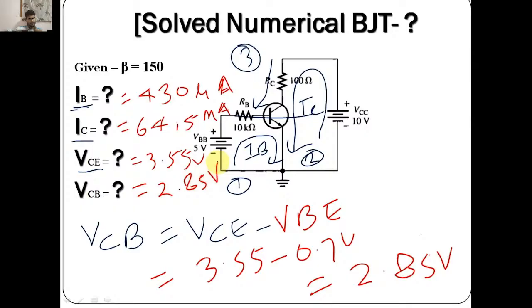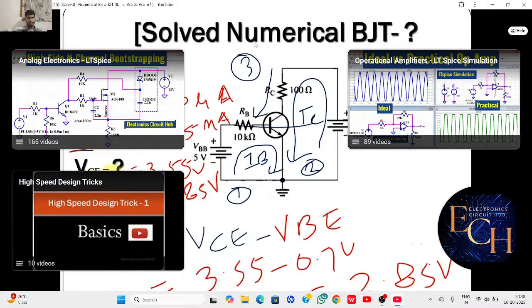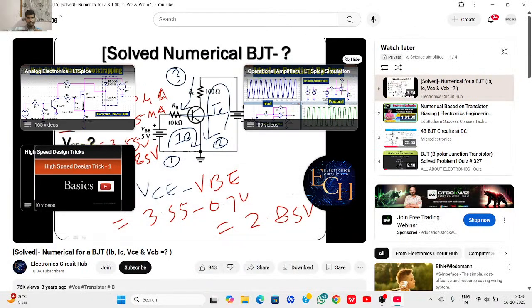Okay, so hope you understood how to calculate the value of IB, how to calculate the value of IC, how to calculate the value of VCC, and how to calculate the value of VCB. Okay, if you have any question, feel free to ask me.